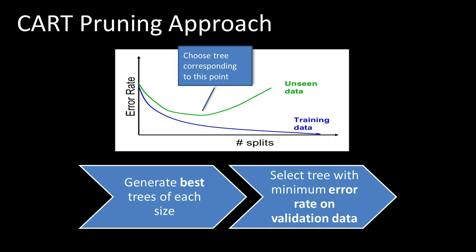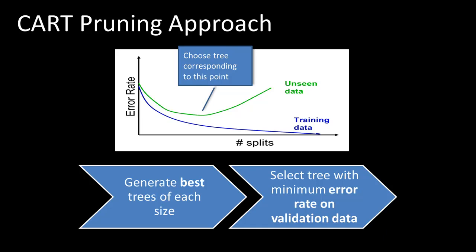So we've got the best tree with 1 split, 2 splits, 3 splits, 4 splits, etc. on the training data. Out of all of these, which is the one that performs best on the validation data? That's the final tree that we are going to choose.